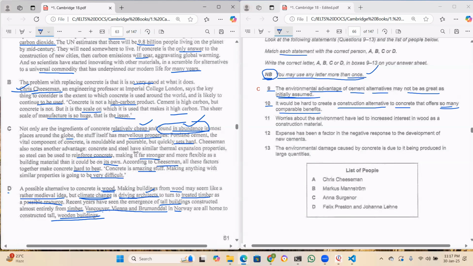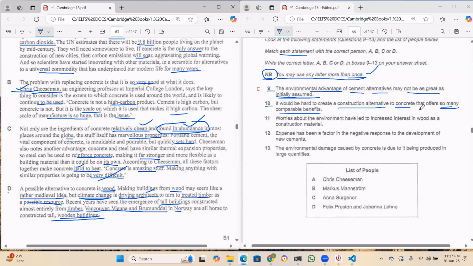Here, Cheeseman also notes concrete and steel have similar thermal expansion properties, so steel can be used to reinforce concrete, making it far stronger and more flexible. All these are advantages, right? Then it could be on its own. According to Cheeseman, all these factors together make concrete hard to beat. Concrete is amazing stuff. Making anything with similar properties is going to be very difficult.